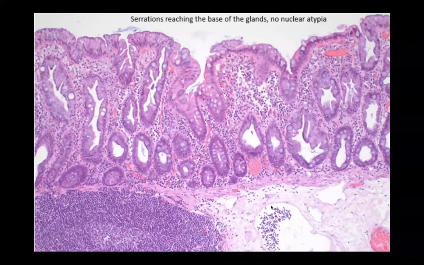So if the serrations were confined only to the surface, that would have been a hyperplastic polyp. There's no nuclear atypia, so there's really no conventional adenoma component. I think using the term adenoma makes it a little confusing, but it has been so many years that everyone now knows what it is. So this was probably not a good time to change the nomenclature. Not many people are happy about it. But yeah, these are the features of sessile serrated.